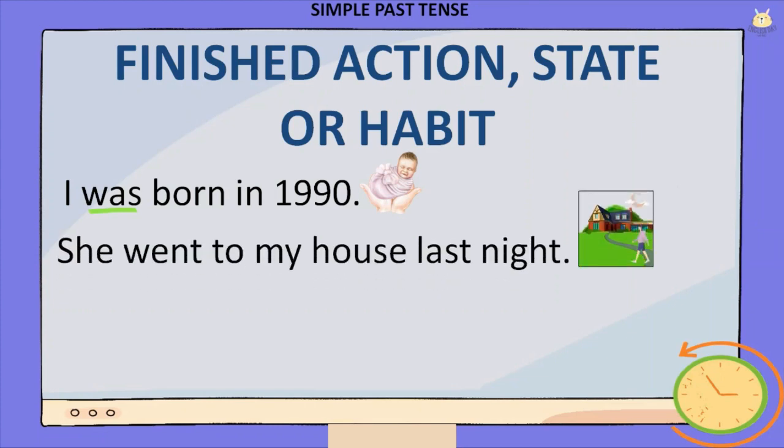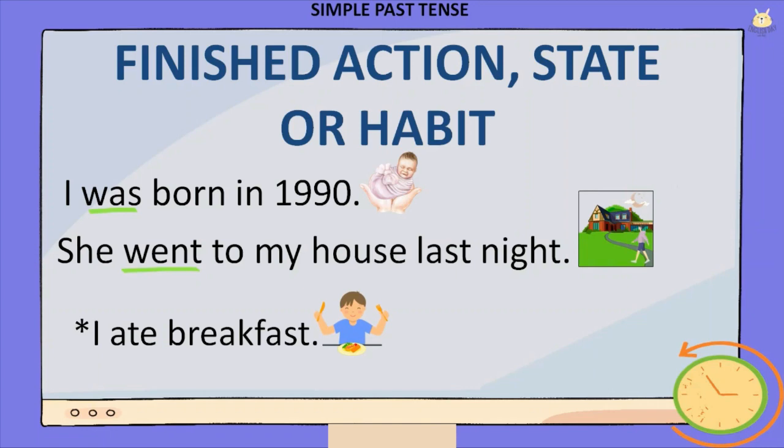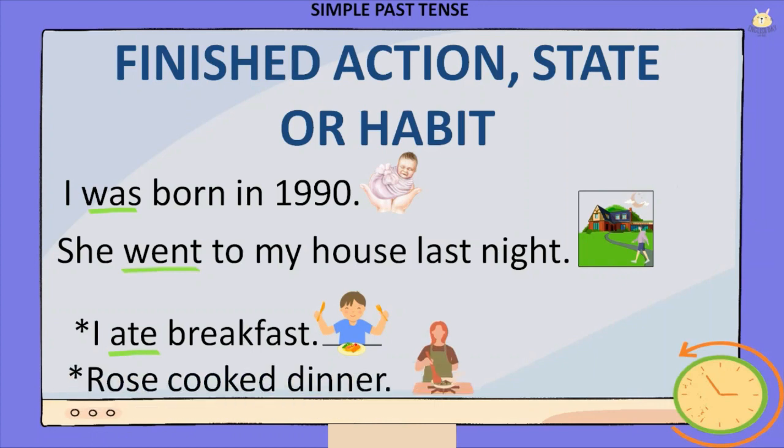Next, she went to my house last night. So this is a very simple and specific action. She went to my house last night. Please take note as well that when you are pertaining to an action that happened at a specific time, make sure to use the simple past tense. Now, if you don't want to include time expressions, then you can just say, I ate breakfast. Or you can say, Rose cooked dinner.